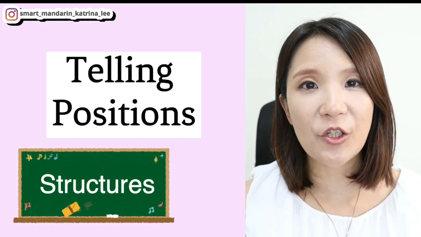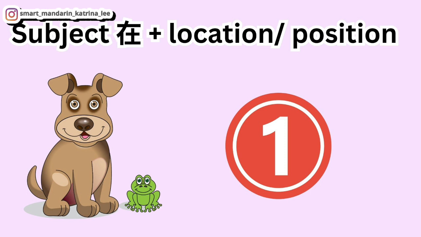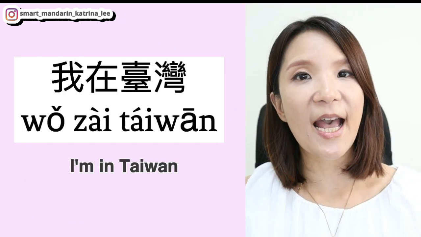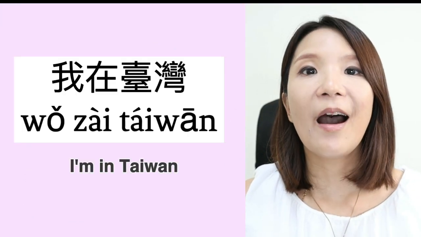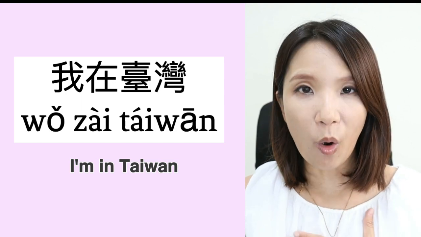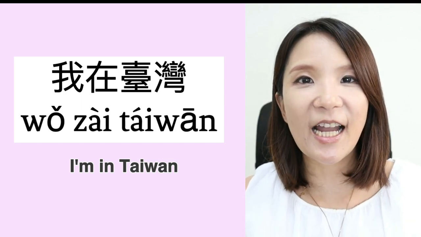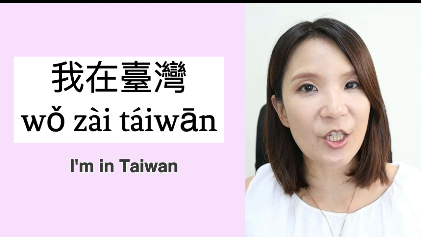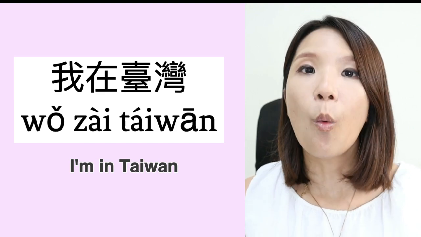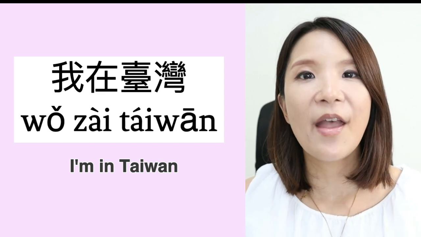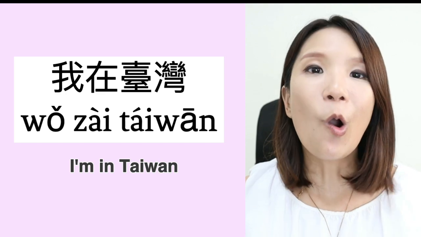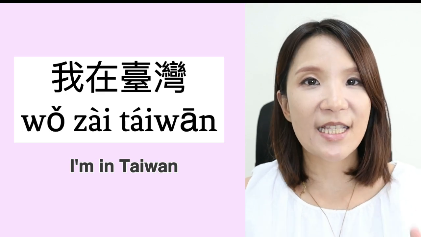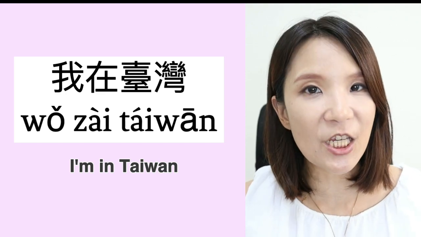The first structure is using subject plus 在 plus location or position. For example, you could say 我在台湾. I'm in Taiwan. 我 is the subject. 在, you can think of it as a preposition in Mandarin Chinese. 我在台湾. I'm in Taiwan.